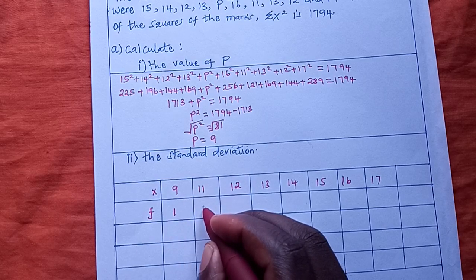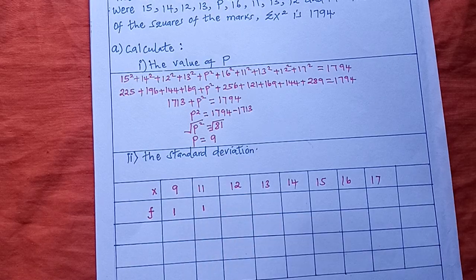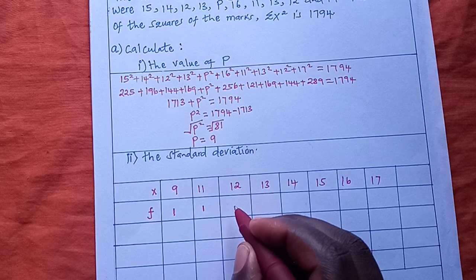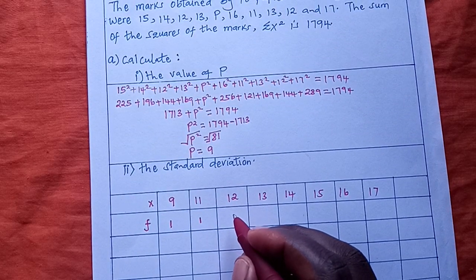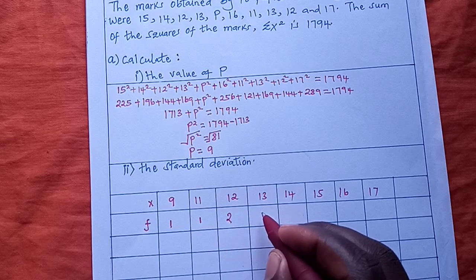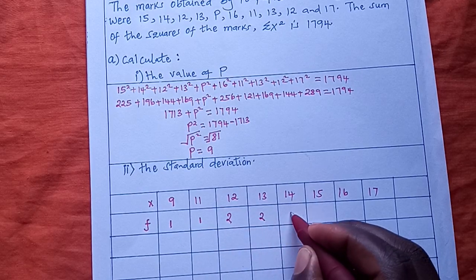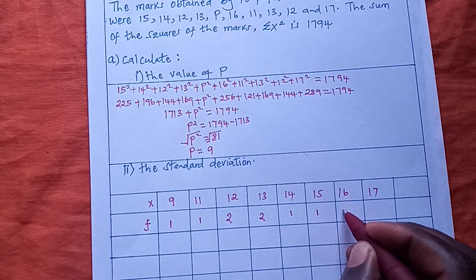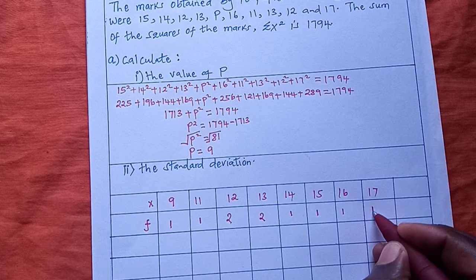How many times is 11 appearing? Once. How many times is 12 appearing? 12 is appearing twice. 13 is appearing twice. 14 once. 15 once. 16 once. And 17 once.